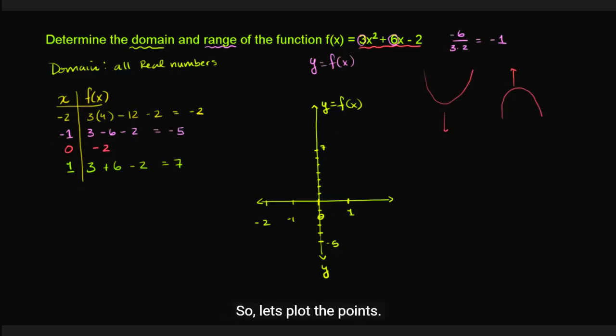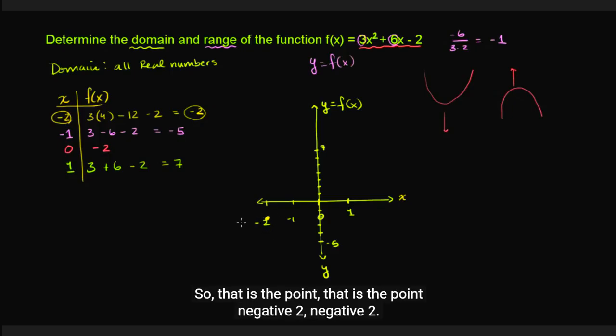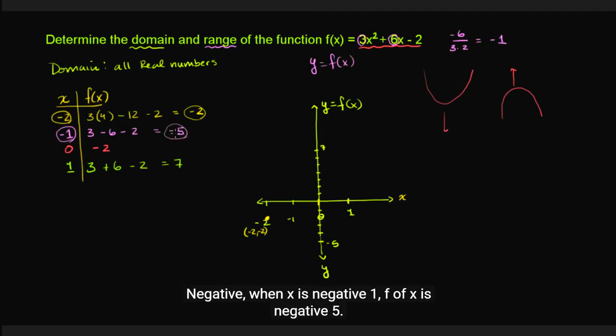So let's plot the points. You have the point -2, -2. When x is -2, y is -2, so that is right over there. So that is the point -2, comma -2. Fair enough. Then we have this point that we have in this pink or purplish color. When x is -1, f of x is -5. And we already said that this is the vertex, and you'll see the symmetry around it in a second. So this is the point -1, -5.